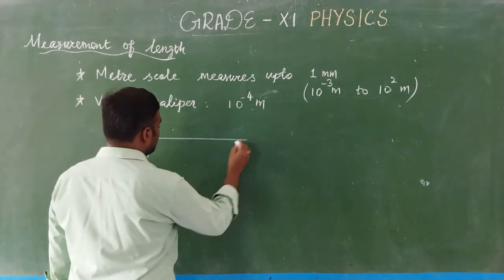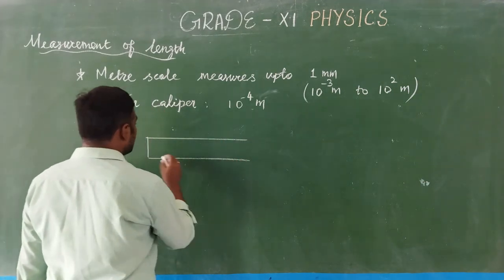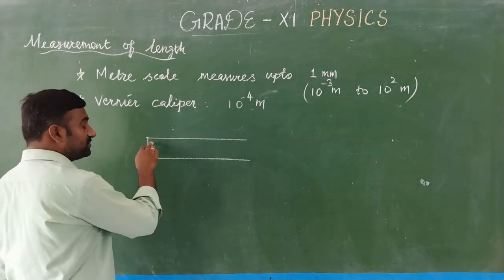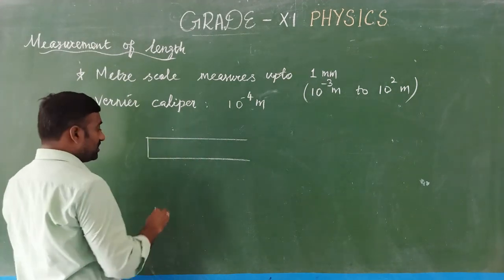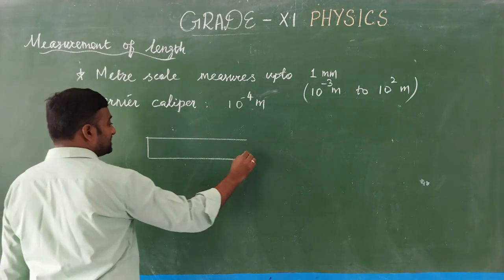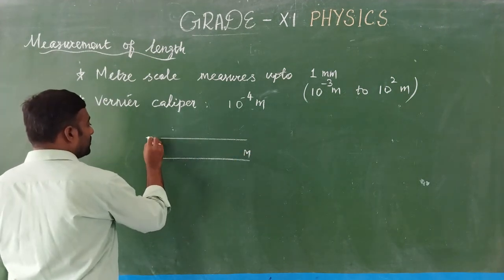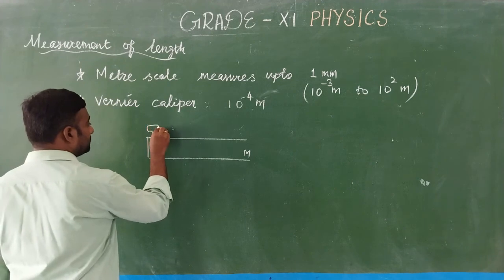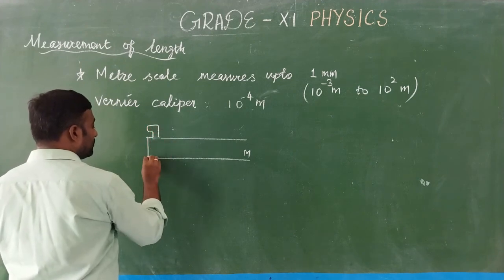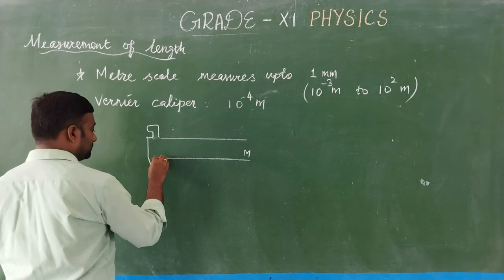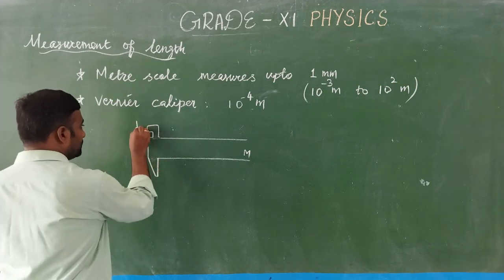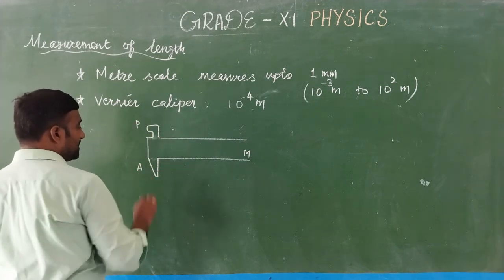It is like an ordinary meter scale. On the ordinary meter scale, the readings are marked from 0 to 1 millimeter, and it goes on. This is the main scale. It has two jaws: one fixed upper jaw and one fixed lower jaw. This upper jaw is P, this lower jaw is A.